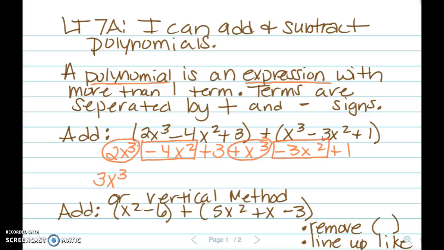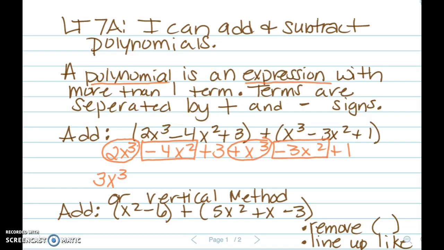So x squared, or 1x squared, plus 5x squared is 6x squared. 0 plus x is simply plus x, and negative 6 minus 3 is a negative 9. And so that, again, is my simplified expression. All right, my next example will be to subtract polynomials.